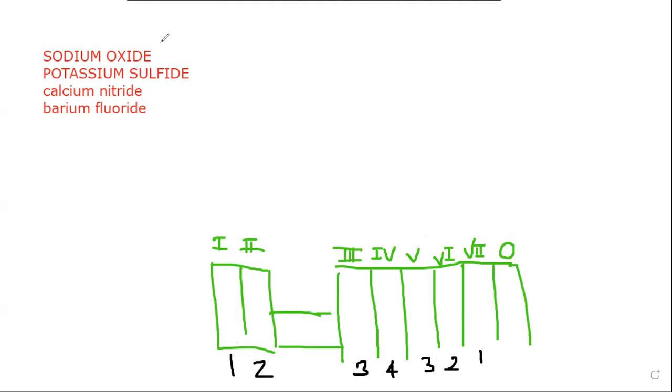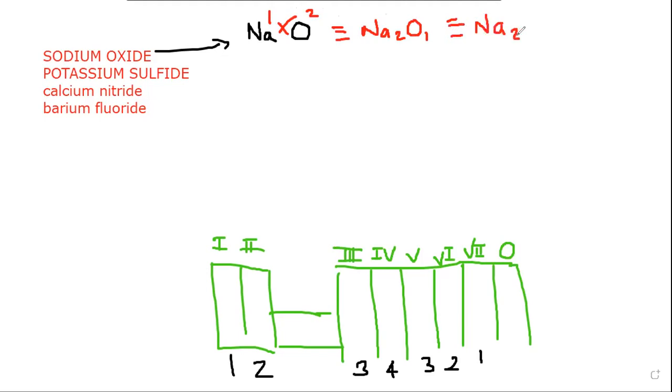Whenever we are combining, what is sodium oxide? You have sodium, then you have oxygen. What is the valence number of sodium? The valence number is 1. Oxygen, the valence number is 2. When you interchange, this results in Na2O1. O1 is the same as O, so this is the same as Na2O.